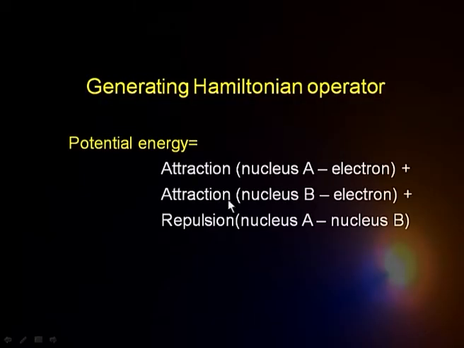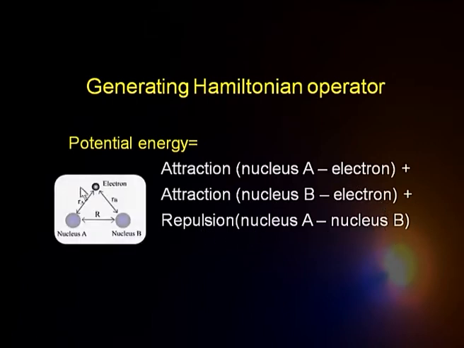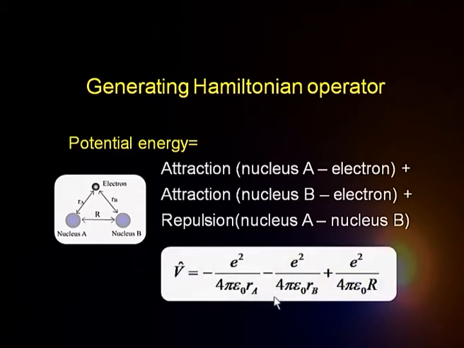Similarly, we can work out the potential energy operator. We know that the potential energy consists of 3 components. First is the attractive influence between nucleus A and the electron, then the attraction between nucleus B and the electron, and then the repulsion between nucleus A and nucleus B. So, these 3 terms can be translated into the following expression, that is, V will be equal to minus e square by 4 pi epsilon naught R A, and similarly this is for the first term here, that means attraction between electron and nucleus A, this is electron and nucleus B, and this is the repulsion between the 2 nuclei, A and B. So, that is my potential energy put together.